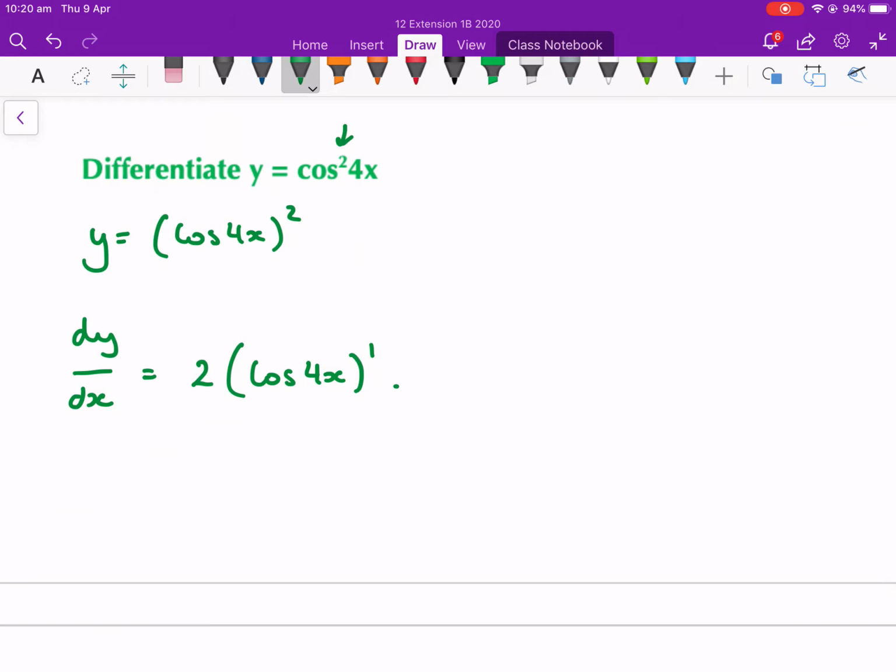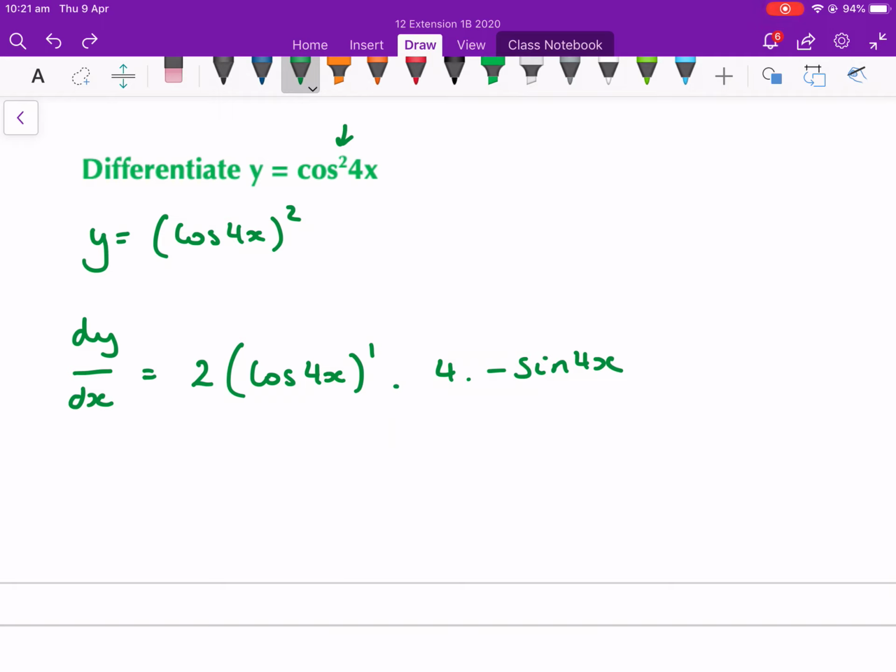Now the differential of this bracket, the differential of cos 4x, is actually 4 times by, now cos differentiates to minus sine, so minus sine of 4x. Now just remember that this 4 here appears because when we're differentiating cos 4x, we've got to differentiate cos to negative sine, and we've got to also times by the differential of this part here as well. And that's where that 4 appears from.